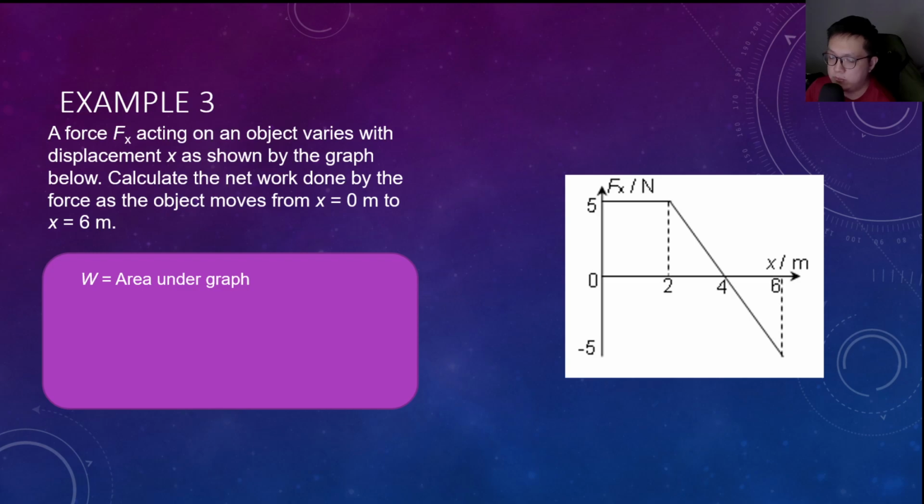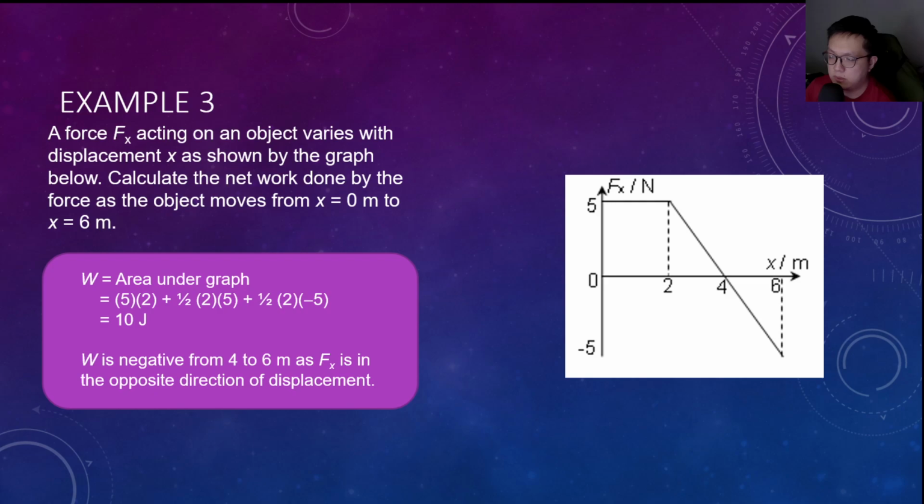You just need to be careful that there are two types of area here. There is the positive area, which is the area above my x-axis, and there's also the negative area. So this section here has to be added positively, and this small triangle here has to be added negatively. So I have 5 times 2, which is this big rectangle here, then half times 2 times 5. The 2 comes from here, this is 4 minus 2, times 5 times half, because this is a triangle. And then do the same for the other side, half times 2 times negative 5. So you sum this up, you get a total of 10 joules.